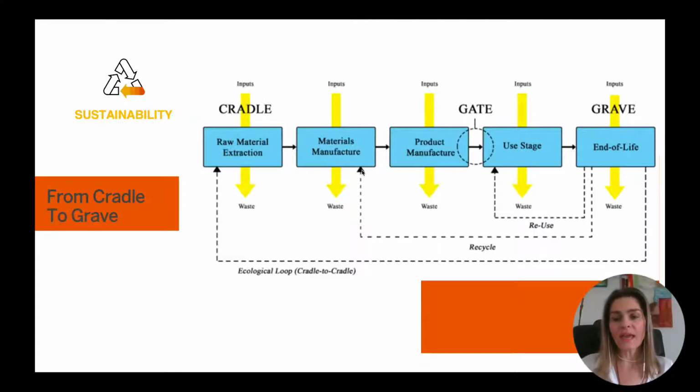So you can use the LCA methodology from cradle to gate, that means from the extraction of the material till it reaches the factory. From gate to gate, that means inside the processes of the manufacturing. And from cradle to grave, that means from the extraction to the disposal. It is a data-driven strategy.